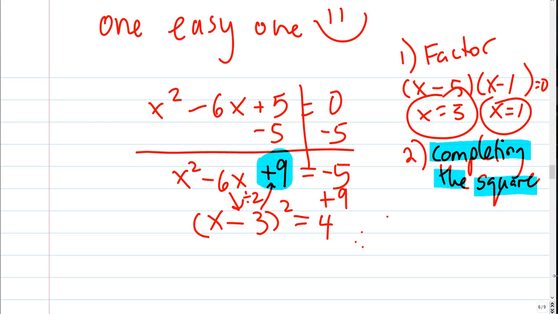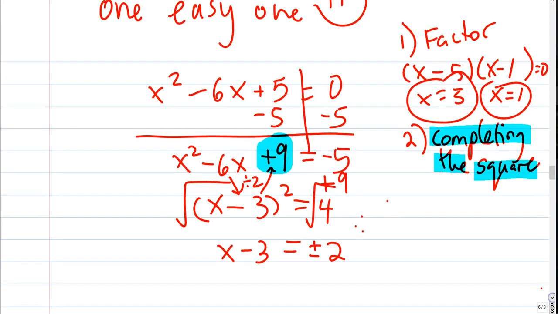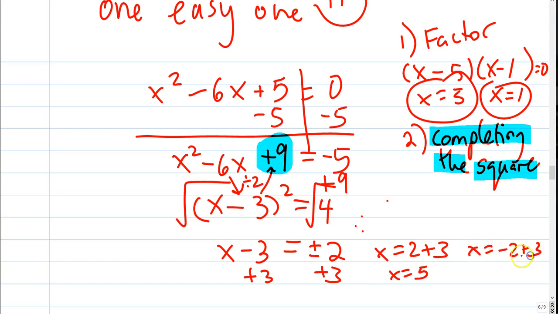So now what do? To undo the squaring, we square root both sides, left with x minus 3 on the left side, square root of 4. Do not forget the plus or minus with the 2. And so last, when I add the 3, I get 2 plus 3, or 5, and I get negative 2 plus 3, or 1. Question: did the answers change? No, and they shouldn't. This is a different way of getting the same answer.